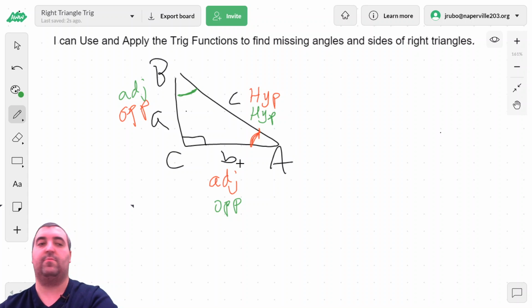The other thing we want to review real quick is the Pythagorean theorem, and that's more so just remembering it is a squared plus b squared equals c squared, where c is our hypotenuse.